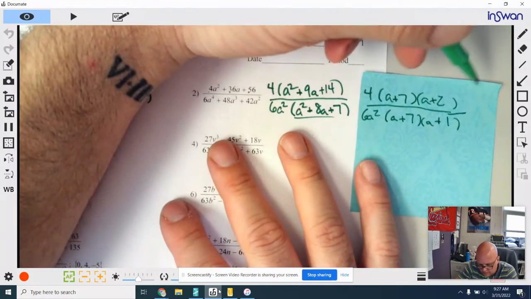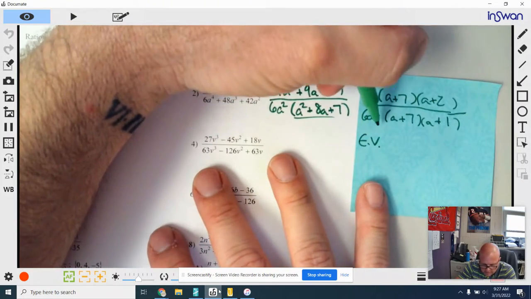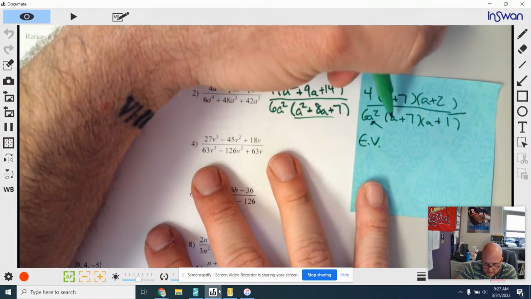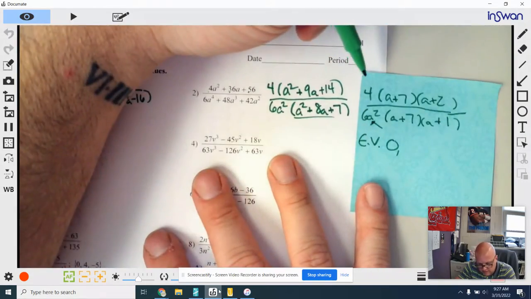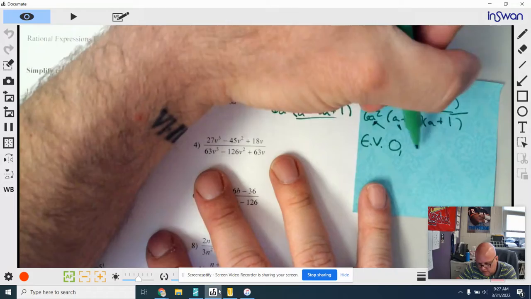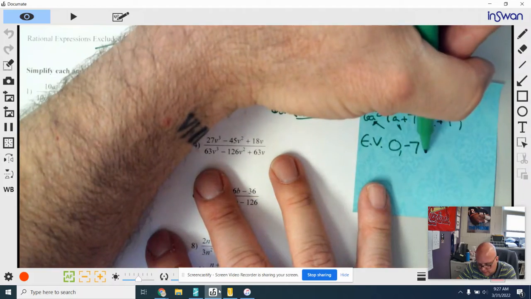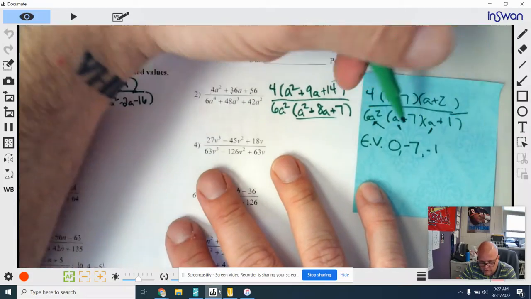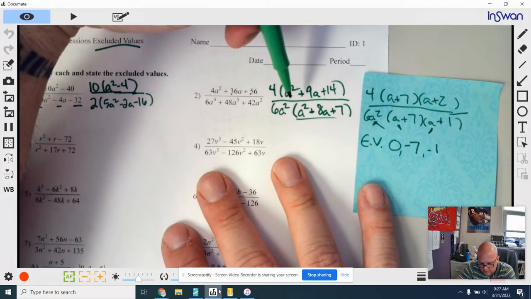Okay, so this one's going to be a little bit easier to determine my excluded values. So for this one here, my excluded value, because I have this a right here that's pulled out, if I plug a 0 in there, 0 squared times 6 is 0, which would make this whole denominator equal to 0. That's one of my excluded values. And then I'm thinking, what do I plug in right here? Well, to make this part equal to 0, that's going to be a -7. What can I plug in here to make this equal to 0? And that's going to be a -1. So starting off, my excluded values are 0, -7, and -1, which means you can solve this, but you can't have that as a possible answer when you plug those back in for the variables.